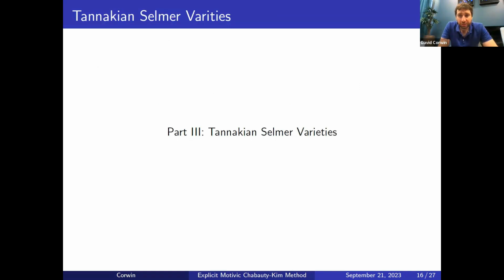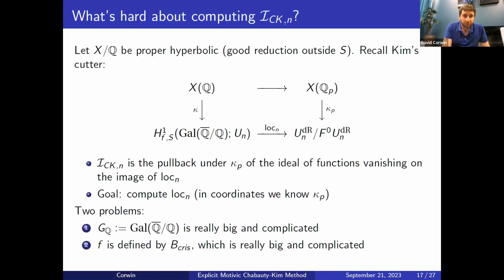Great. So now I'm going to get into the meat of what allows me to deduce results like this. And this is what I call the theory of Tannakian-Selmer varieties. So let's first motivate. Okay, so why do we need Tannakian-Selmer varieties? Or in other words, why is it hard to compute ICKN?